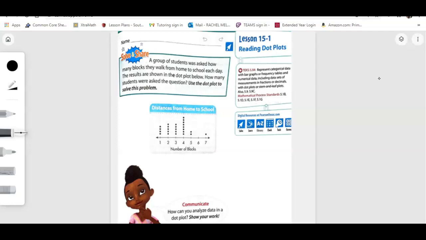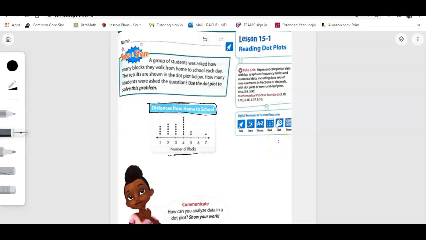So first we're going to look at this one. This says a group of students was asked how many blocks they walk from home to school each day. Okay, notice the title. That's exactly what the title is saying. Distances from home to school. Okay, and the label is telling me we're talking about number of blocks. The results are shown in the dot plot below. How many students were asked the question?